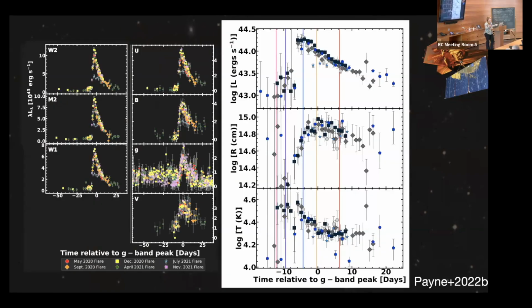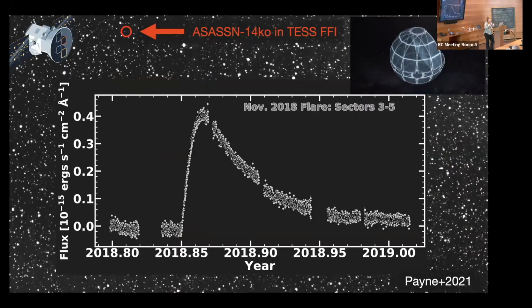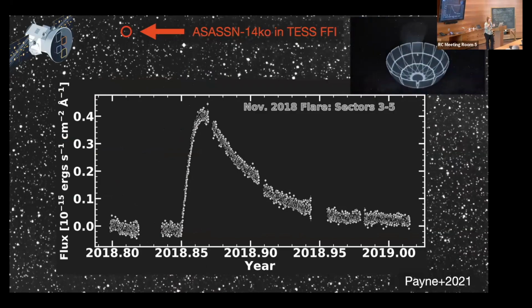It's also very well fit by a black body. And again, comparing individual flaring events, the black body evolution has been very consistent between them. There's always a consistent temperature range, between 10 to the 4.2 and 10 to the 4.6. But by far, the most detailed look we have of these flares comes from the TESS data.